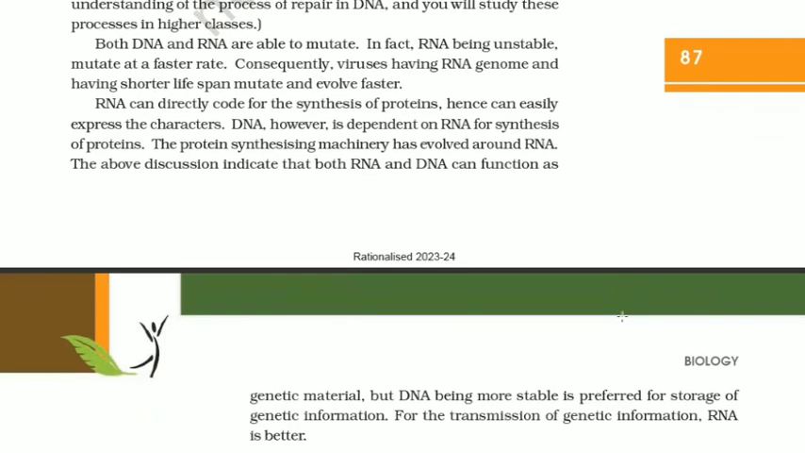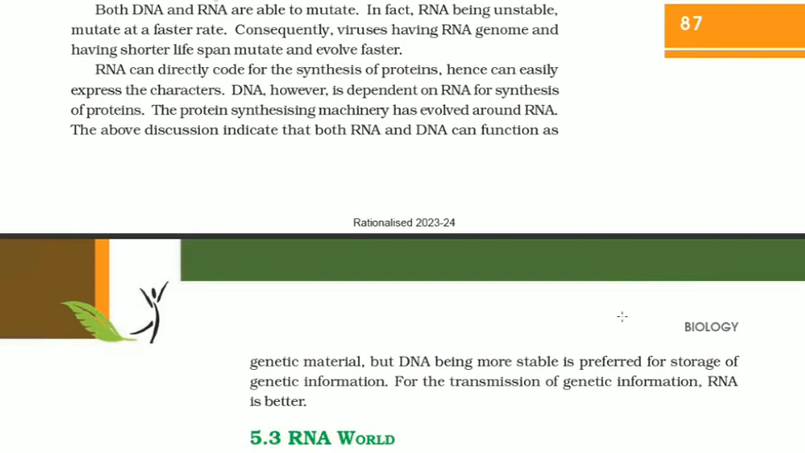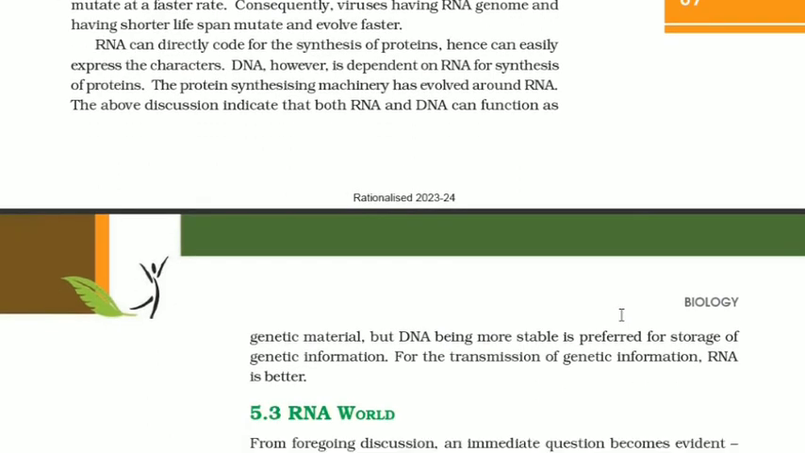Both DNA and RNA are able to mutate. In fact, RNA, being unstable, mutates at a faster rate. Consequently, viruses having RNA genome and having a shorter lifespan mutate and evolve faster. RNA can directly code for the synthesis of proteins, hence can easily express the characters. DNA, however, is dependent on RNA for the synthesis of proteins. The protein synthesizing machinery has evolved around RNA.